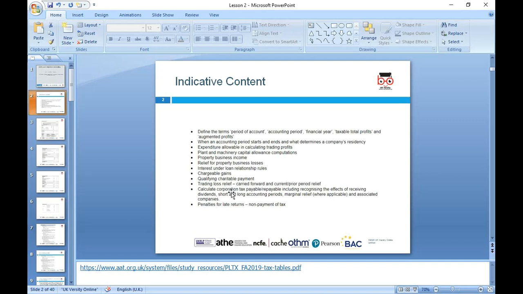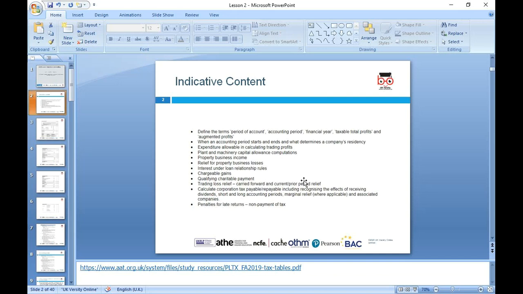Trading losses, we discussed, we can carry back and carry forward, and they calculate corporation tax, which we will go through. Dividend. We know the dividend. Dividend is something which is paid back to the shareholders. Yes, brilliant. And do we know the marginal relief?